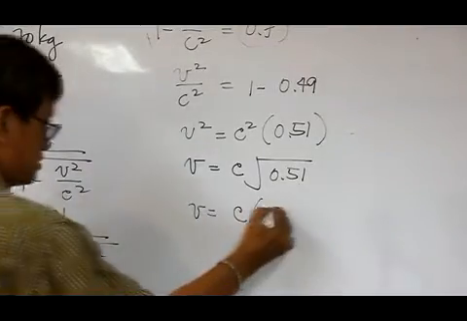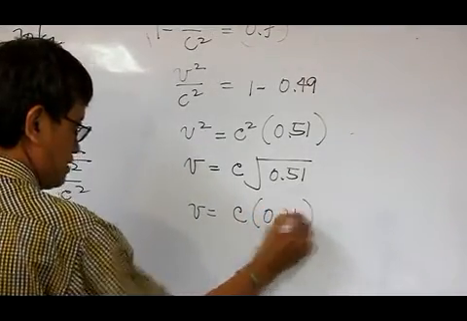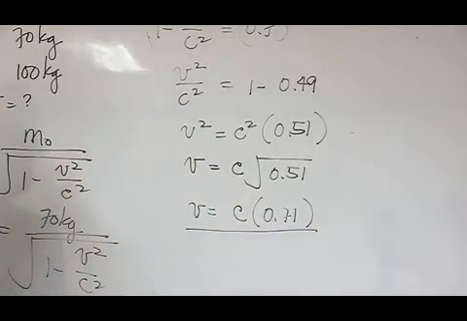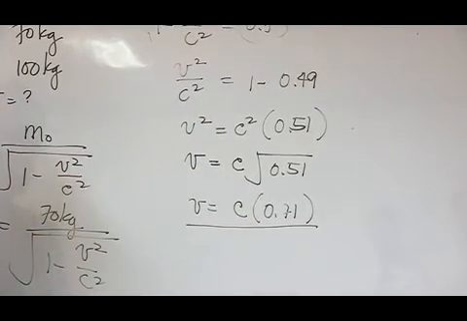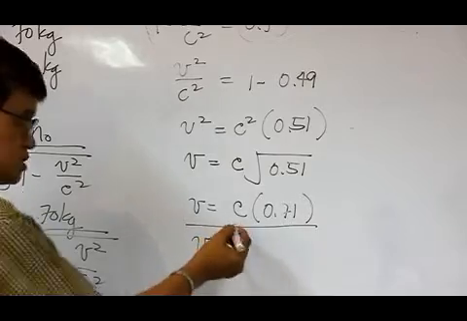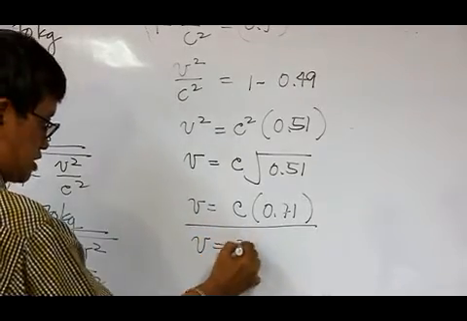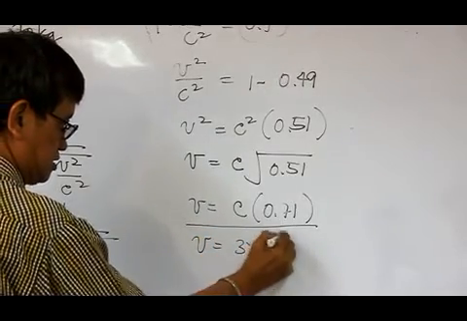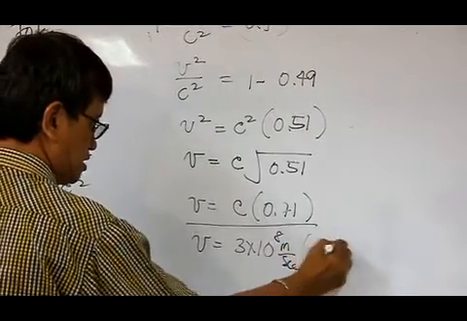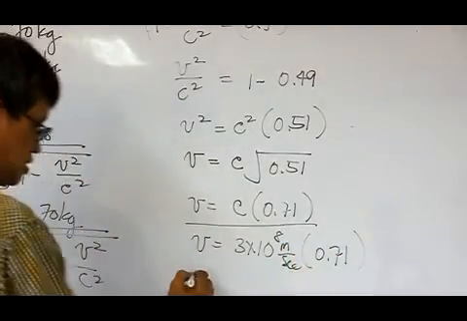And that's 0.71. Now, the answer can be expressed in terms of a multiplier for c. But if you want to know the exact value, then substitute the value of c, which is 3 times 10 to the 8 meters per second. Then multiply it by the multiplier of 0.71.